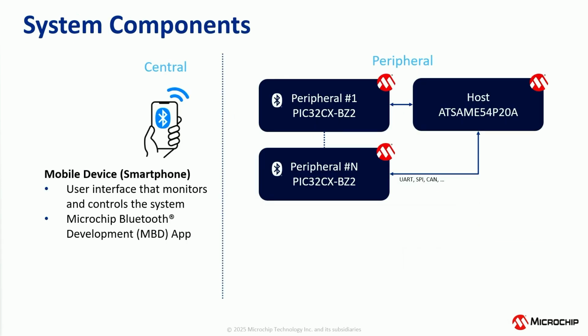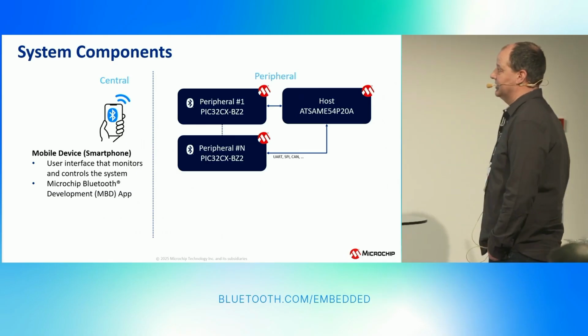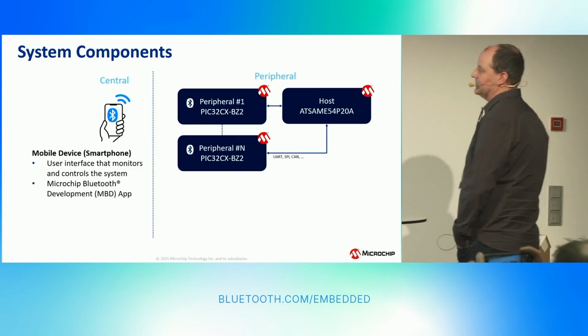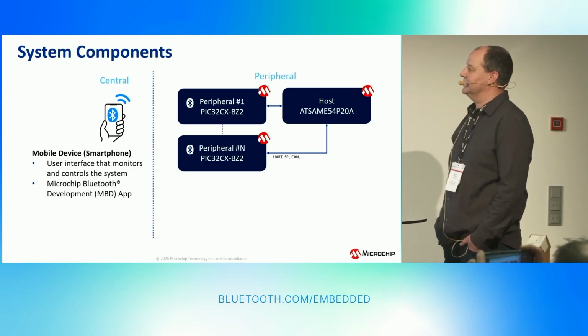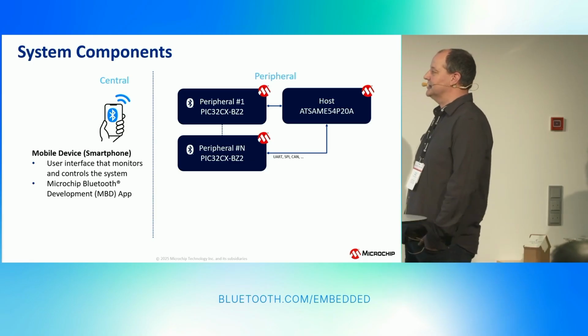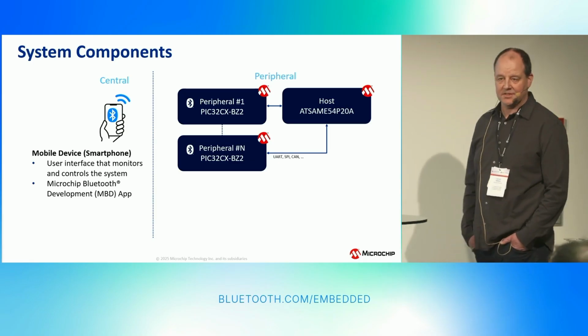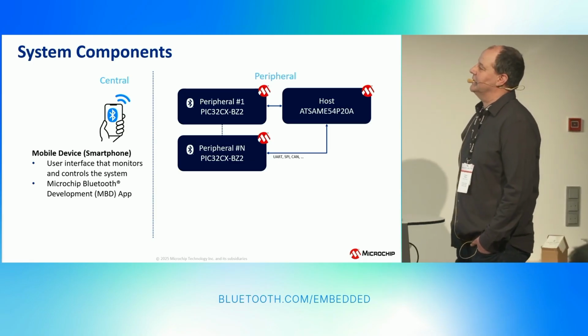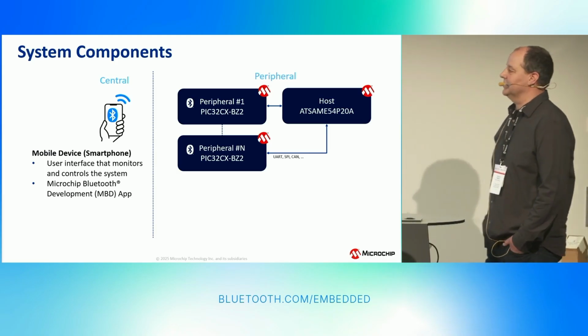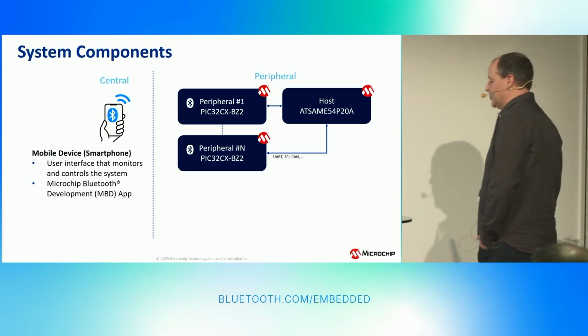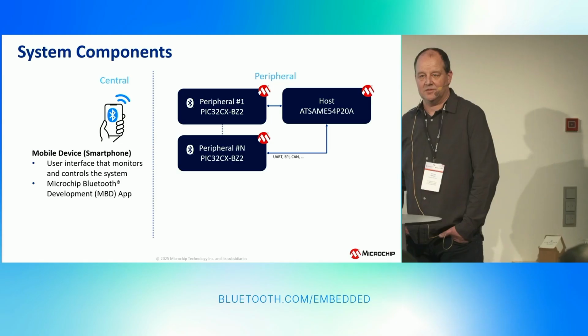So let's have a look at the system components we use. We have here on the left side the central device. The central device is typically a smartphone. It is the user interface that monitors and controls the data. In our demo on the booth we use the Microchip Bluetooth development app, which does nothing else than connect and disconnect.